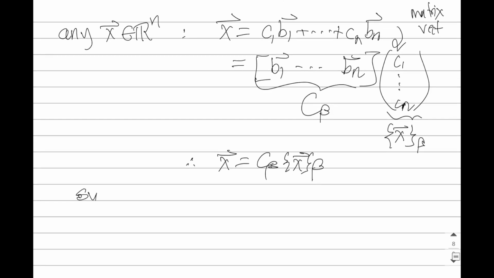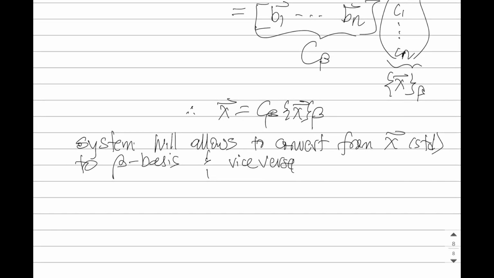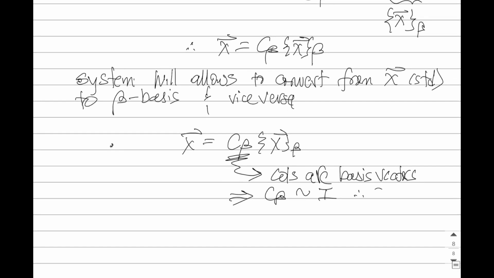This is a nice system of linear equations that connects the 2 different basis representations. So this system will allow us to convert from x, which is in standard basis, to B basis, and vice versa. What do you mean? You are always going to be given the basis vectors. So if I give you this system, the basis just forms the columns of that matrix. So the columns are basis vectors. That means this matrix can eventually be reduced to the identity, and that means that this matrix has an inverse. It exists. Don't actually form the inverse.